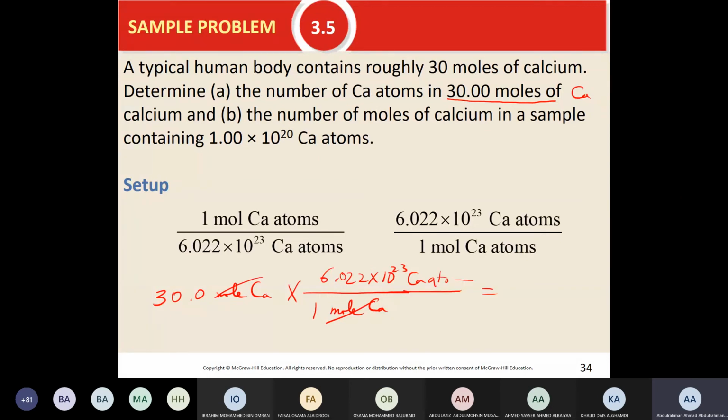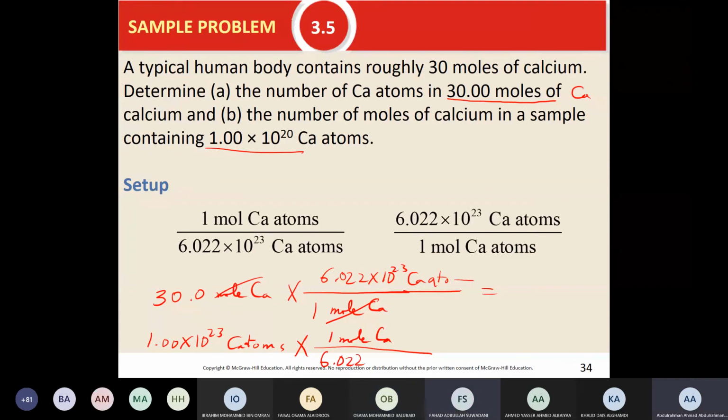Good. The other question: if I have 1.00 times 10 to the power 20 calcium atoms, how many moles is this? What should I write at the top? 1 mole of Ca atoms, and at the bottom Avogadro's number, 6.022 times 10 to the power 23 calcium atoms. This way, you get rid of this unit with this unit, and you have the answer. Is this clear? How easy.